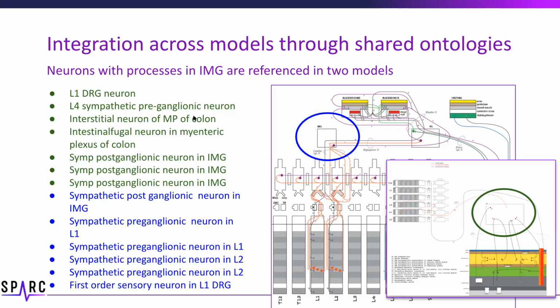So here you can see that there are two models that are returned. One is the colon, and the other is the bladder model. Here's the IMG here, here's the IMG here, okay? And I've color-coded the neurons that come from the colon model versus those that come from the bladder model.